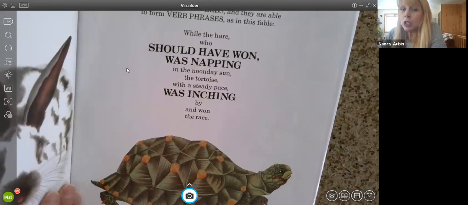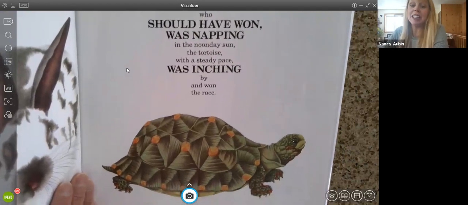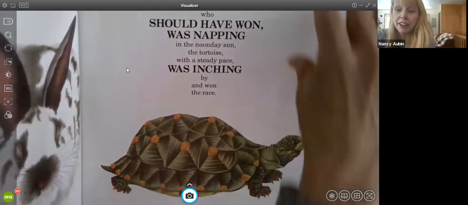While the hare, who should have won, was napping in the noonday sun, the tortoise, with a steady pace, was inching by and won the race.